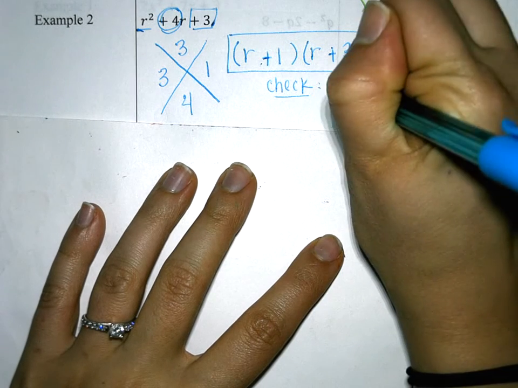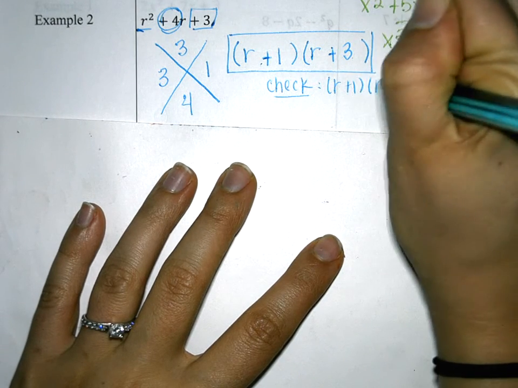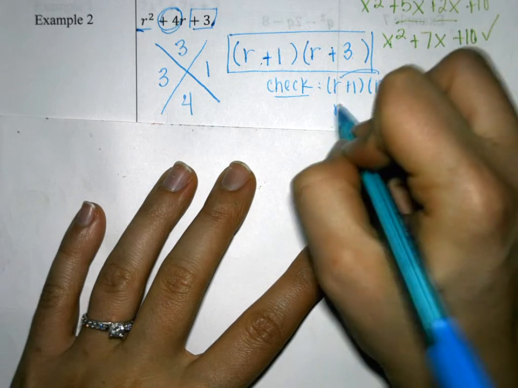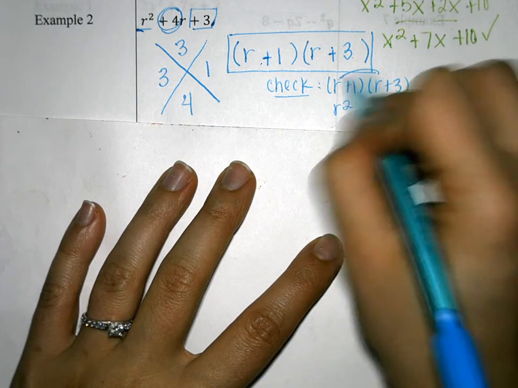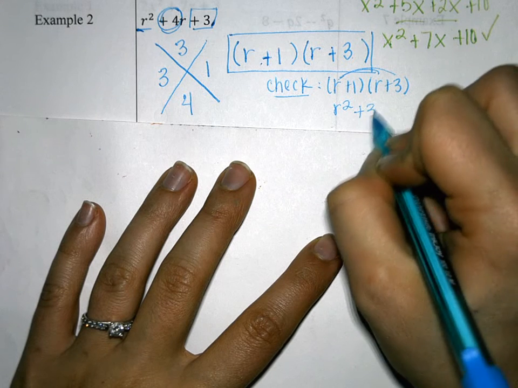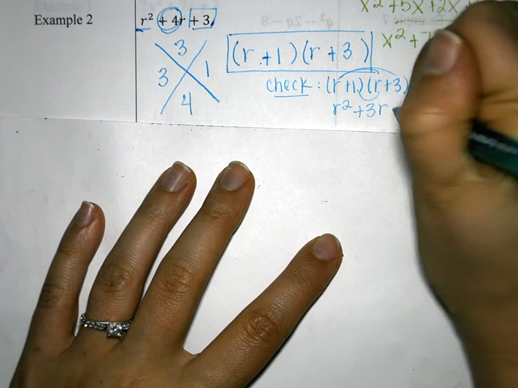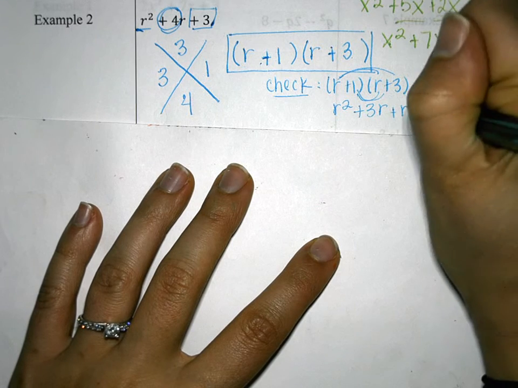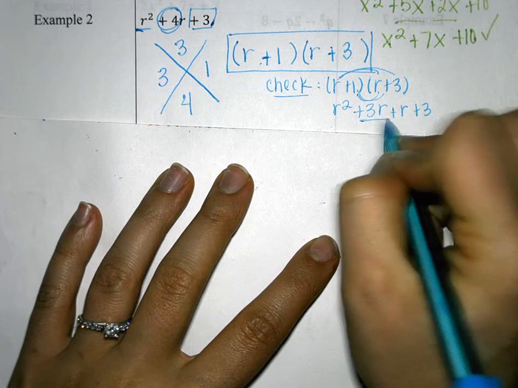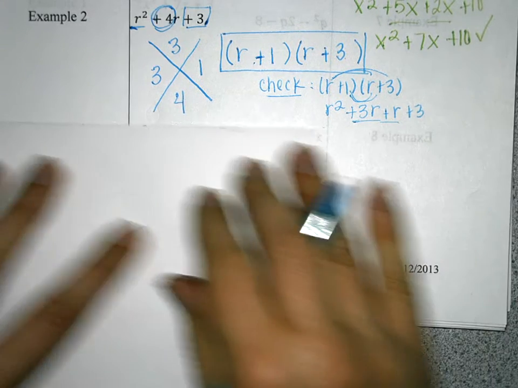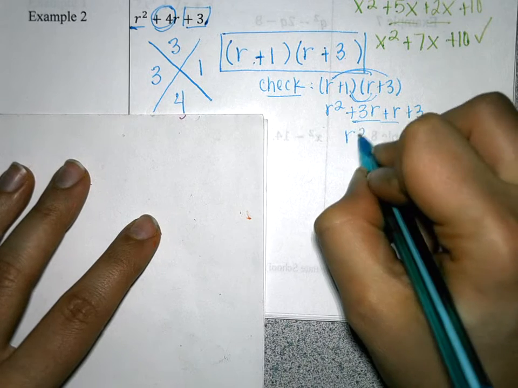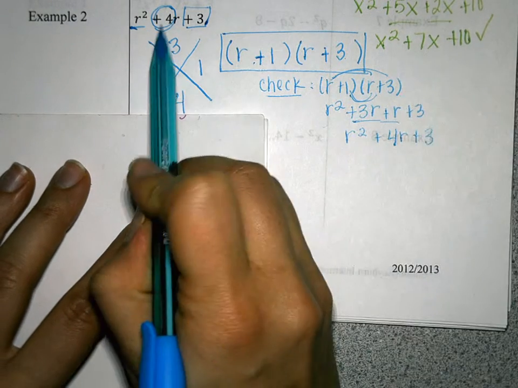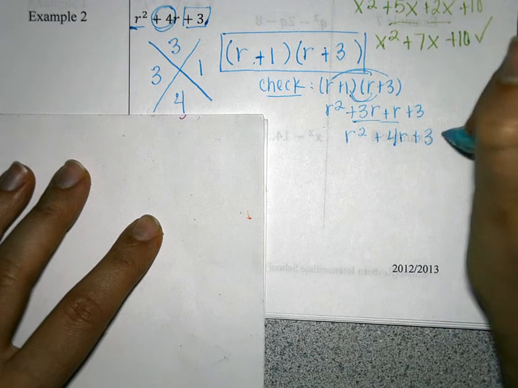So I want to multiply r plus 1 times r plus 3. R times r gives me r squared. R times 3 is plus 3r. 1 times r is plus 1r. And 1 times 3 is plus 3. Combine like terms. So I get r squared plus 4r plus 3, which is what we started with, so we factored correctly.